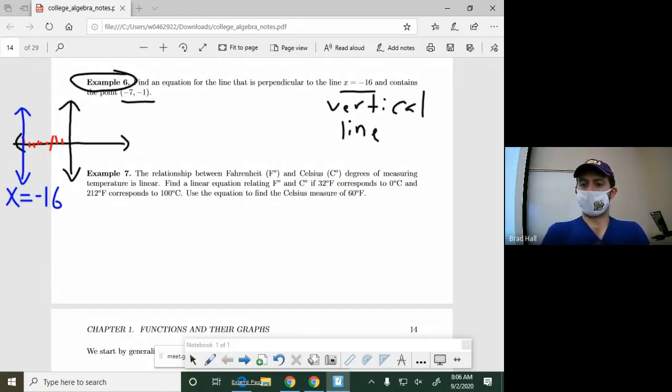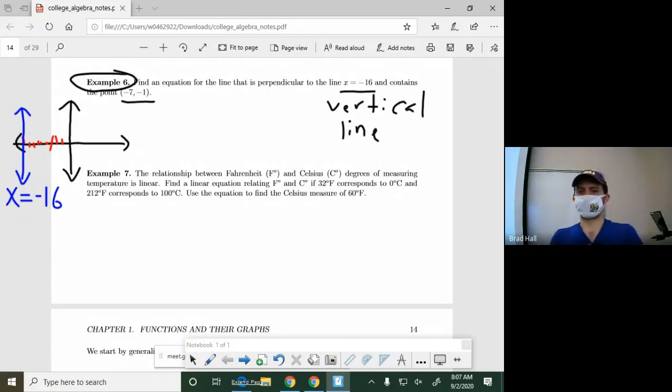Now they tell us that we want to find the equation of a line perpendicular to this, and it contains the point -7, -1. Well, what's perpendicular to a vertical line? Shock, a horizontal line. I think that should make sense so far. So perpendicular to a vertical line, horizontal line. We have the general framework down. It's a horizontal line somewhere.